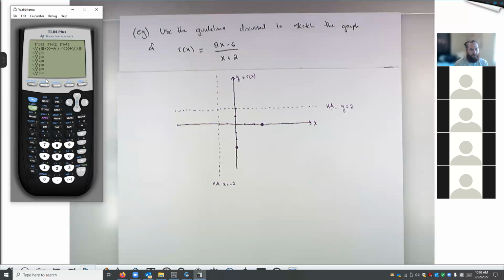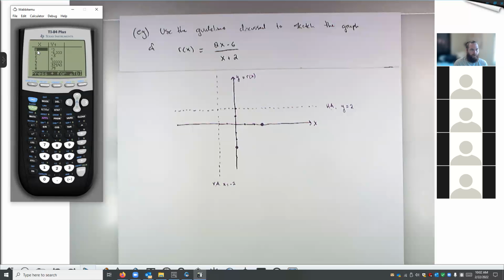Who remembers how to get a table? Second, then graph. Excellent. We're going to hit the button second here, and then we're going to hit the button graph here. And if you forget, remember this, the blue lettering tells you what it's going to do if you hit second and then that button. So it says in blue here, table. So if I hit second, then graph, blam, there's a table.